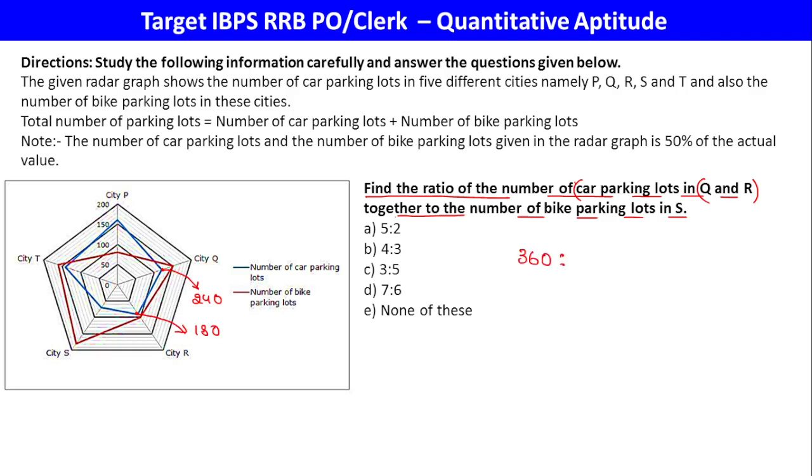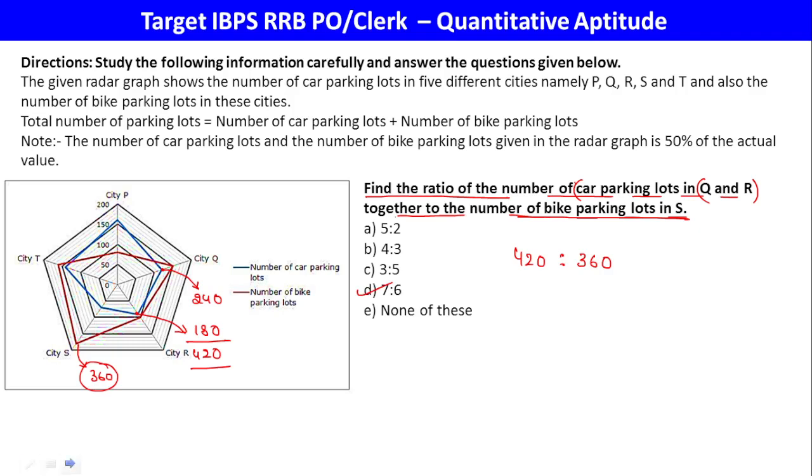Ratio cheppamantunnaru. The number of bike parkings in S. Bike parkings in S. This is 200 ki 2 takkuva, 180. 180 ante 360. Right. 240 plus 180 which is 420. Correct. This is not 360, 420. So 420 and 360, 7 is to 6. Then 7 is to 6 is the final answer for this question, right?